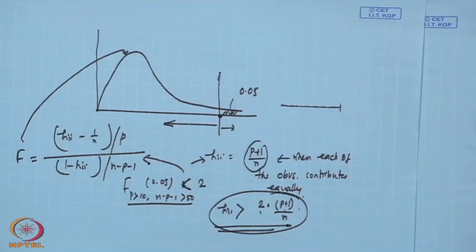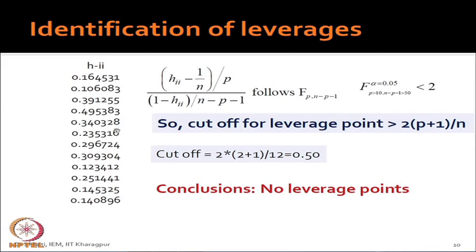Okay. Now, see this for our case, you see that Hii values are observation 1 to observation 12 and Hii values are given. These are all the diagonal values of the hat matrix. Okay. Now, what will be the cutoff value?